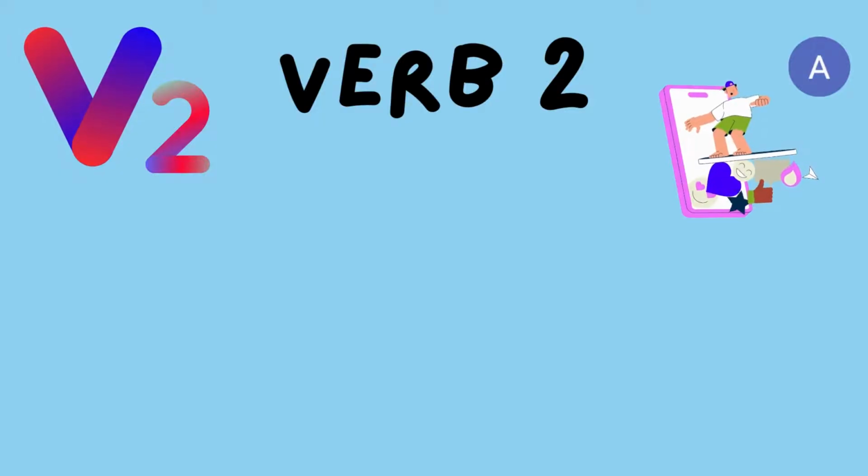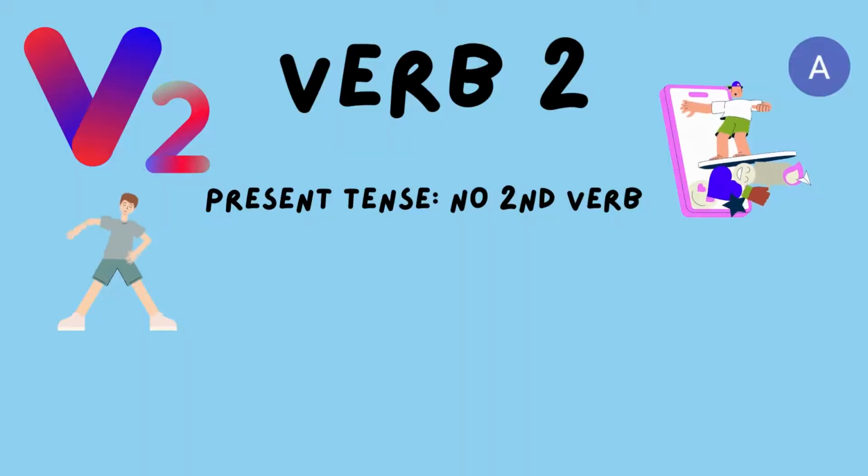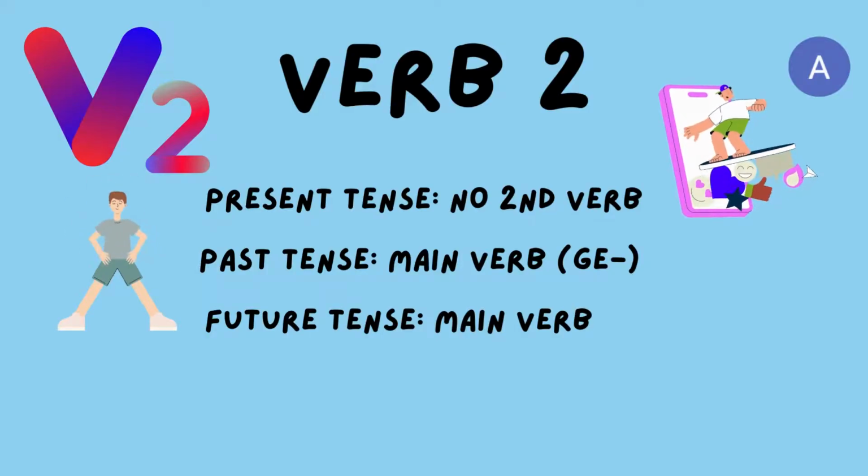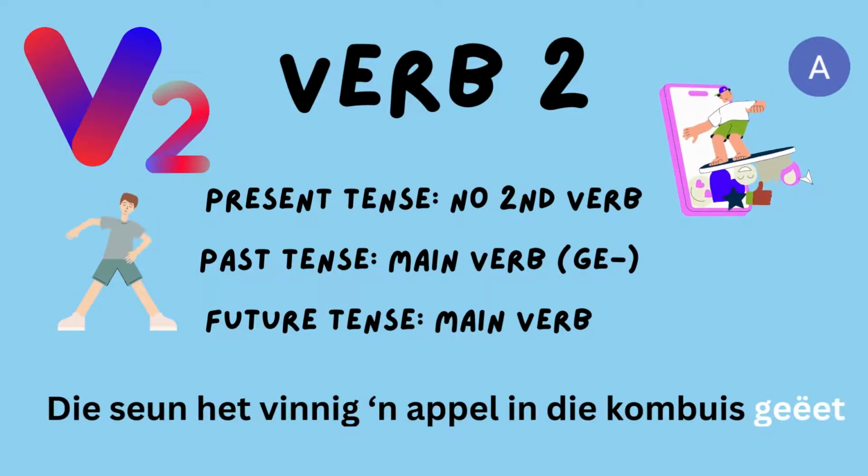Verb 2 is the second verb of the sentence. The present tense sentence does not have a second verb. The second verb is the main verb in the past and future tense sentences. Remember, the past tense verb usually has a "ge" in front of the word. In our example sentence, "die seun het gister vinnig 'n appel in die kombuis geëet."